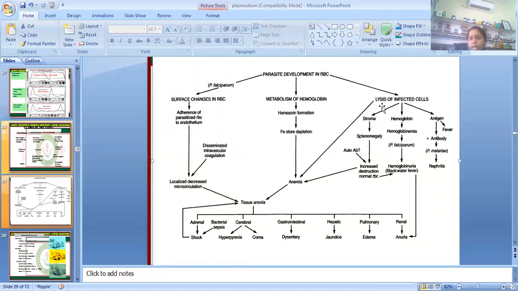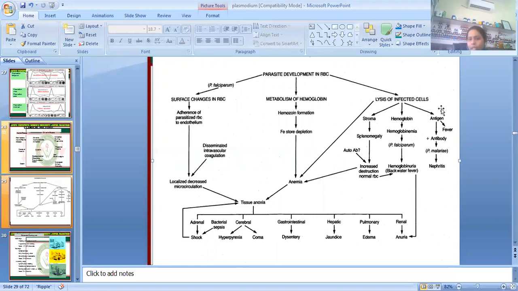The third mechanism is the lysis of the infected cell, because it is causing the lysis of the RBC. So RBC lysis will lead to splenomegaly, as the restricted RBCs just go inside the liver and spleen. This increases the destruction of normal RBCs. Hemoglobinemia occurs, and in case of Plasmodium falciparum, there is hemoglobinuria, which is causing black water fever.